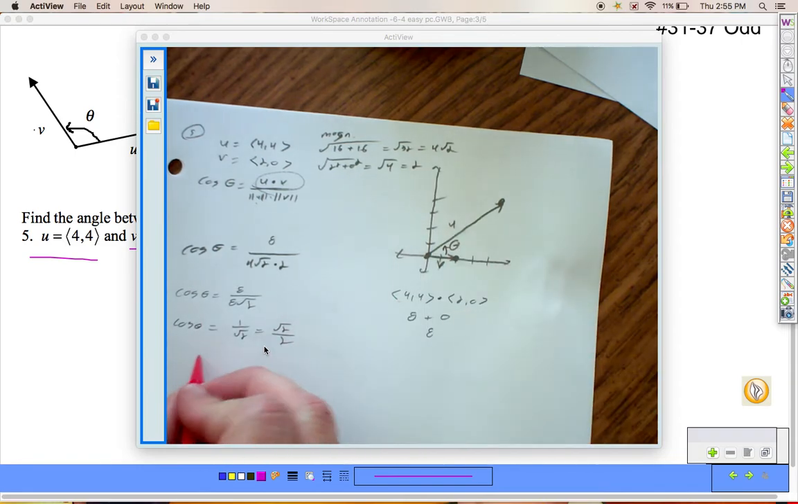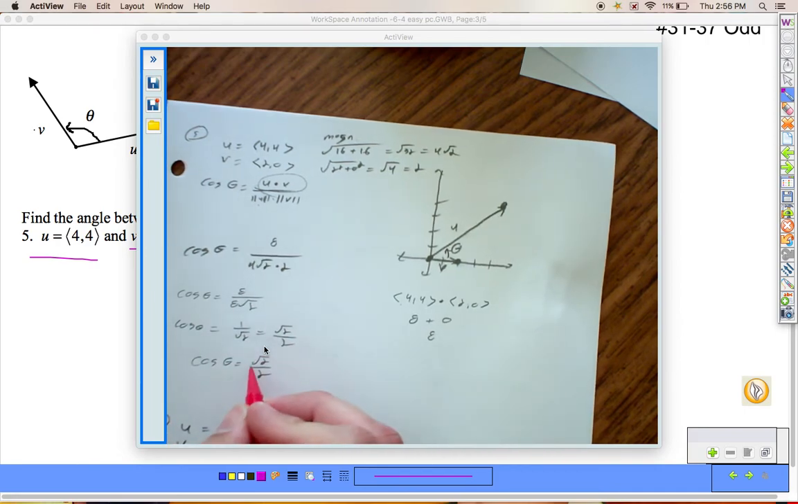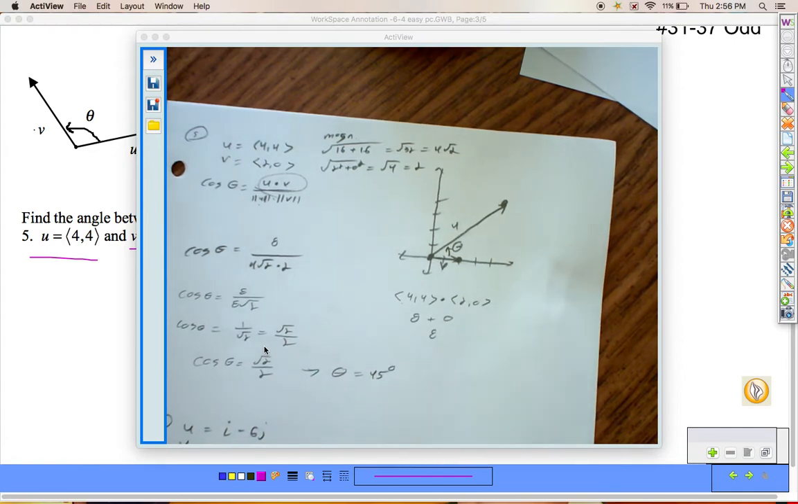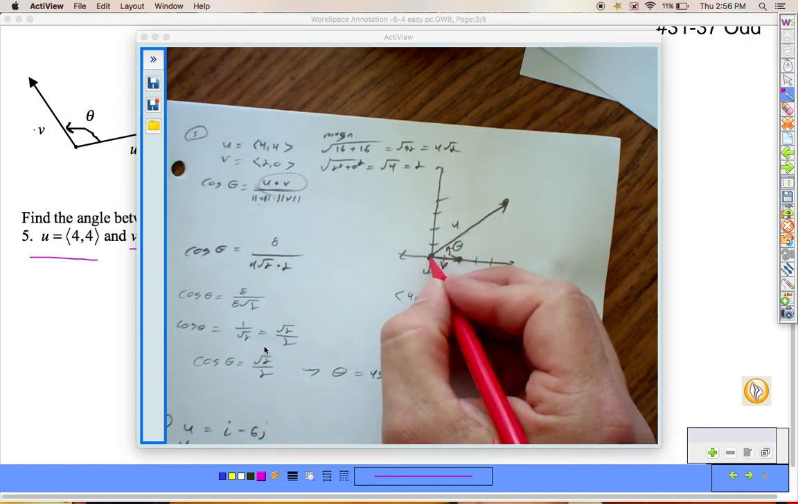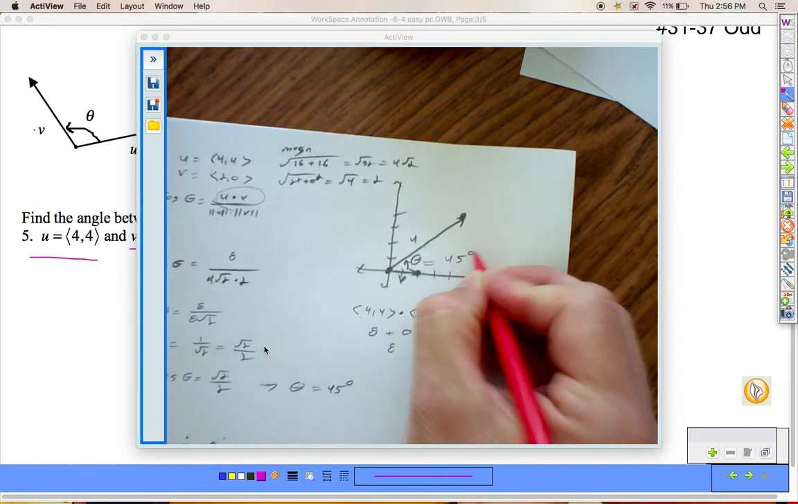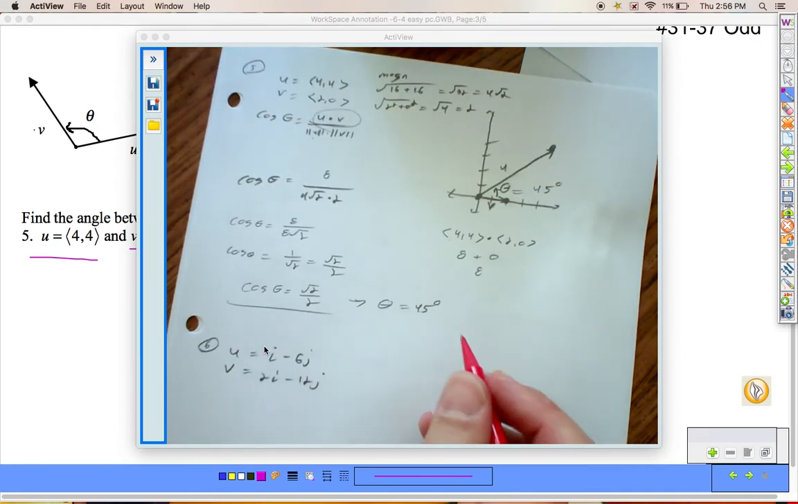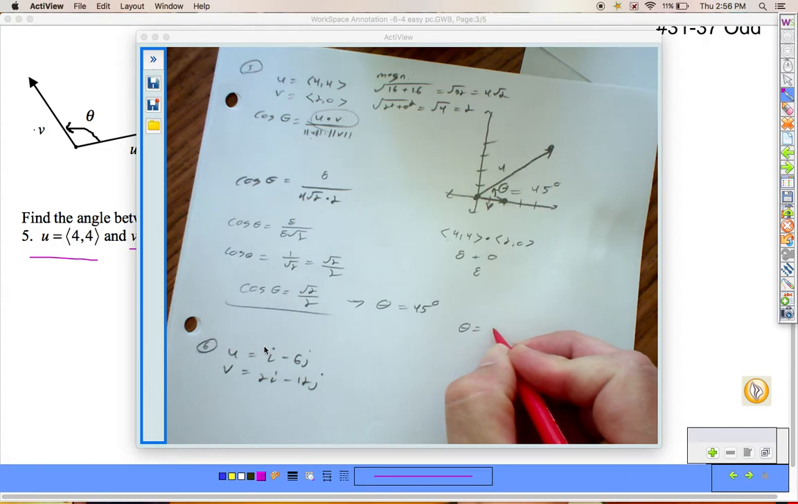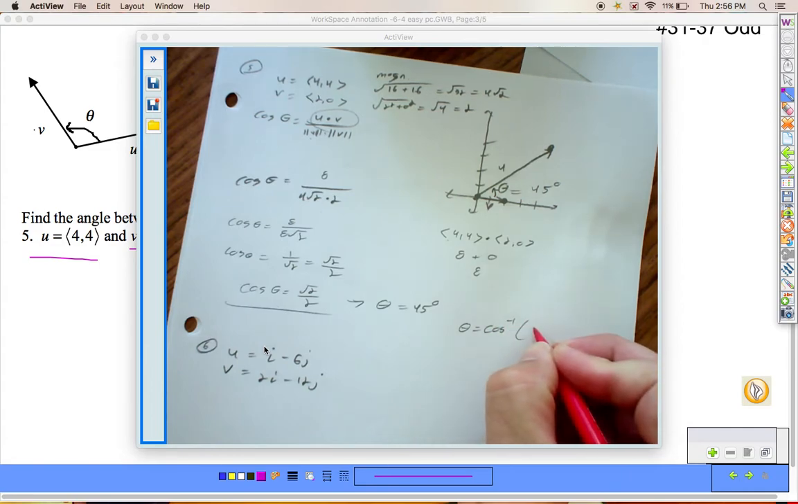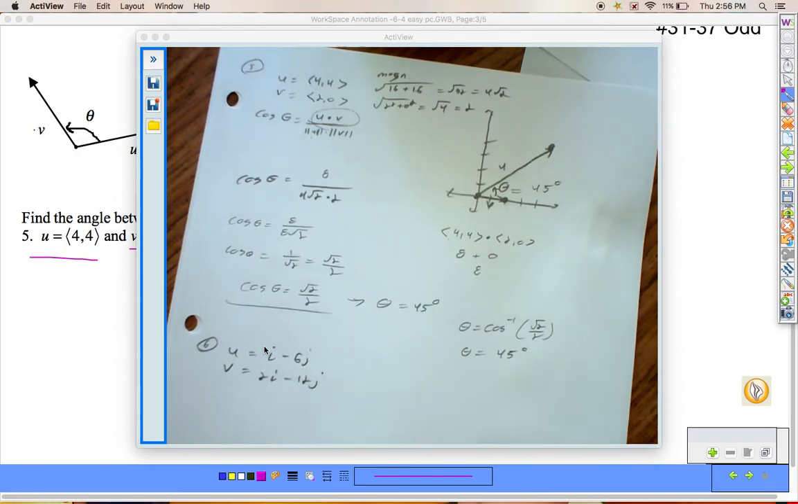Now, if the cosine of theta is square root of 2 over 2, that's a good value in my unit circle. We should be able to say, without thinking too hard, theta is a 45-degree angle. And if we look here, 4, 4, yeah, I'm good with that. If we can't do this, we're going to go to the calculator, because I could say that theta is going to be the inverse cosine of square root of 2 over 2, and the calculator would spit out my 45-degree angle.